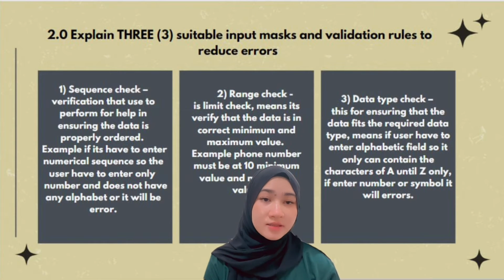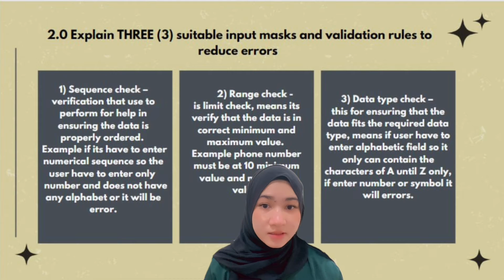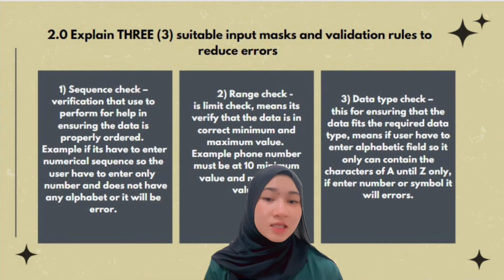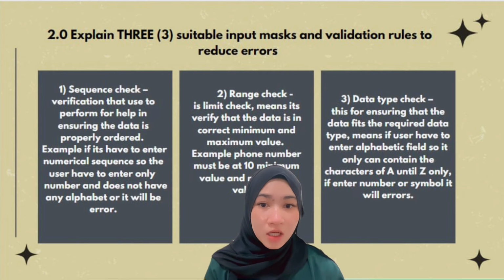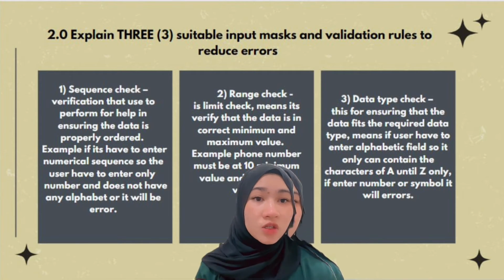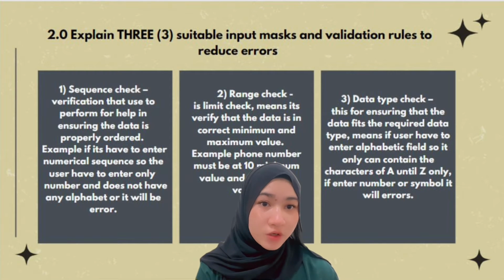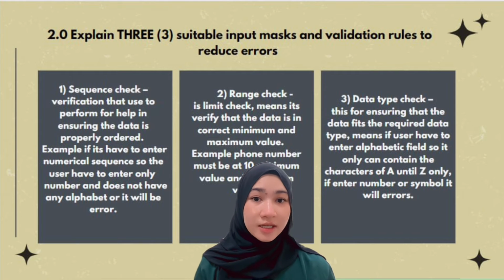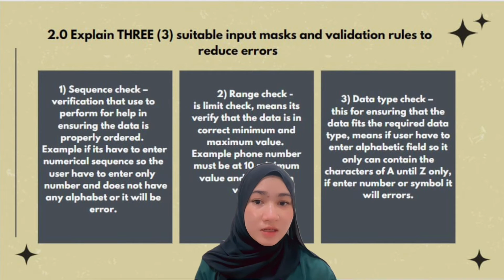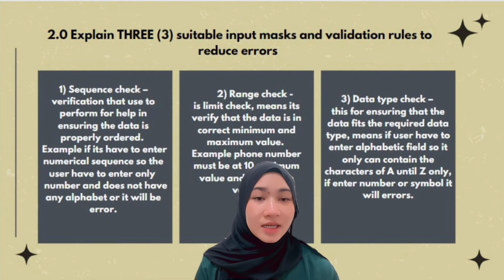Okay, the third one is data type check. This is for ensuring that the data fits the required data type. It means if the user has to enter an alphabetic field, it can only contain the characters A to Z. If they enter a number or symbol, it will show an error, and the data check will tell us that we entered wrong and invalid data.